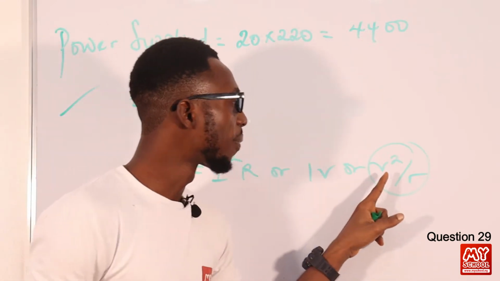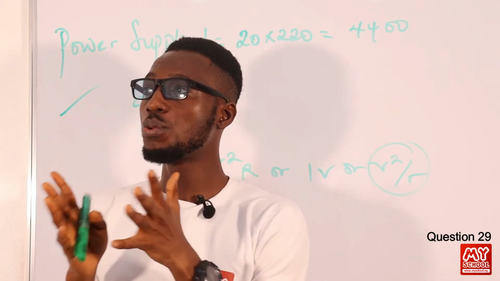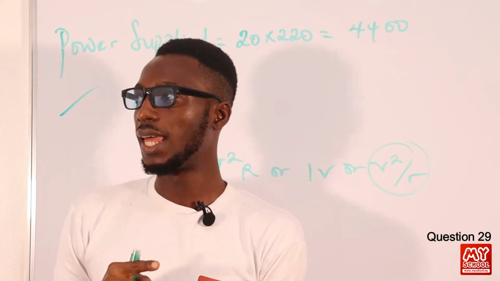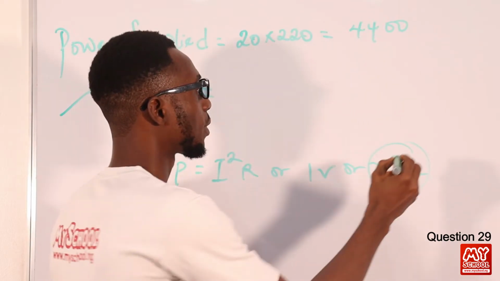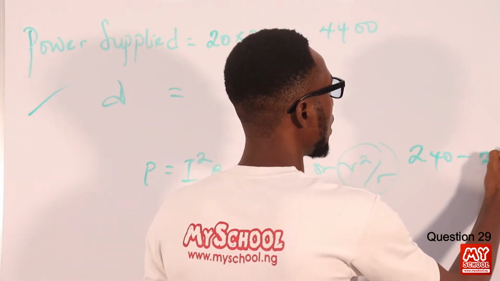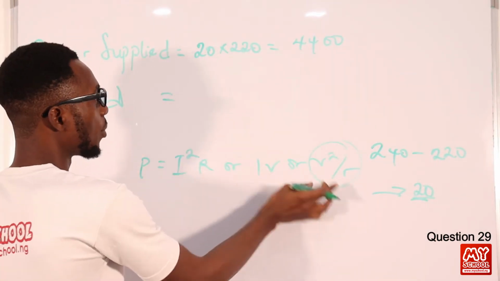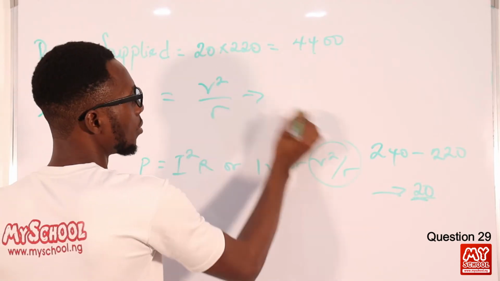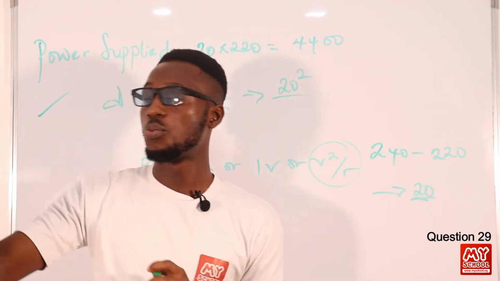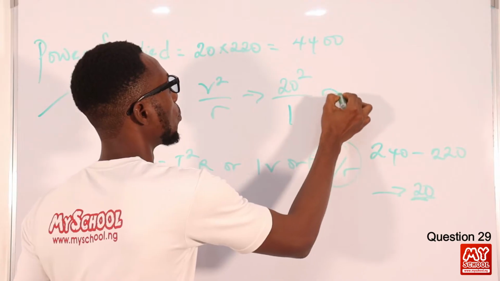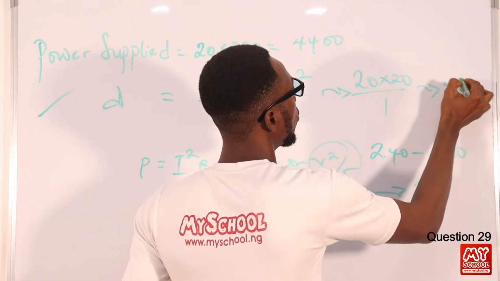Now look at this. An electric generator has EMF of 240 volts. That is the EMF right there. When the terminal voltage is 220, that means there's a drop. So that is 240 minus 220, and that difference is actually 20. Since I'm using the formula V squared over R, that is 20 raised to power 2 over R. What's our R? 1 ohm. So that is 20 times 20 over 1, that is actually 400.